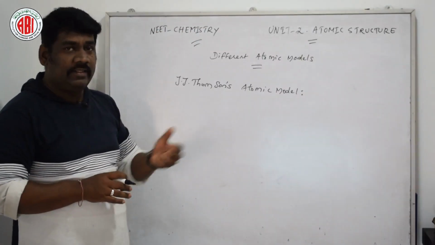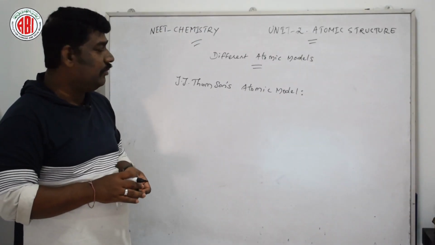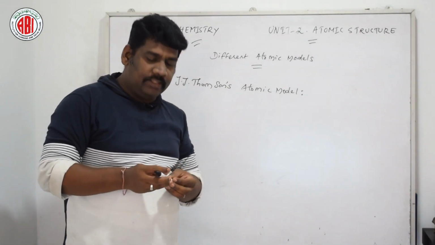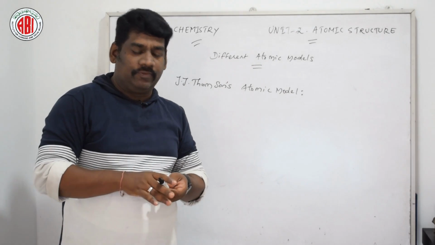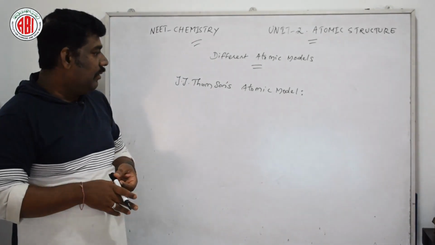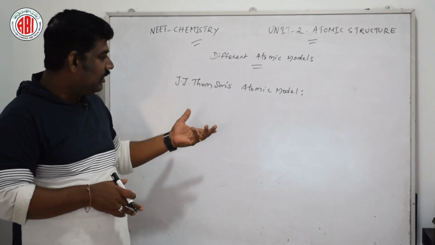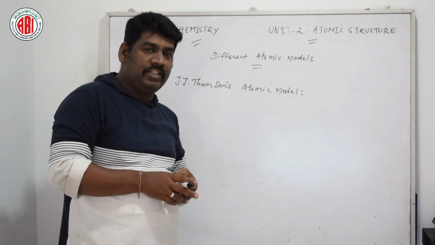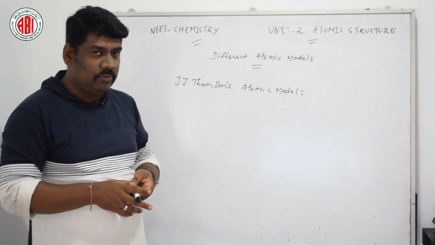On this basis, we will look at the different assumptions of the atomic models by some great personalities. Let us discuss one by one. First we are going to discuss J.J. Thomson's model of atom, or J.J. Thomson's atomic model. What are the salient features of this particular model? Let us discuss one by one.